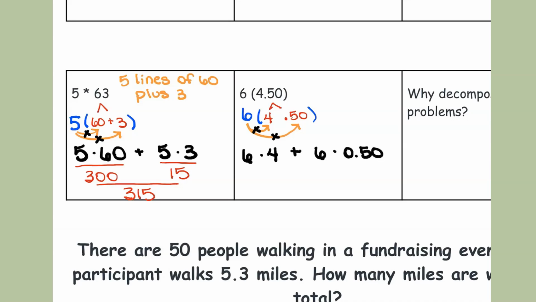Perfect. Let's begin. What is 6 times 4? Come on, you know that answer. What is 6 times 4? Great job, 24. Now what is 6 times 50 cents? 3. Absolutely. So when we add the 24 and the 3 together, we get 27.